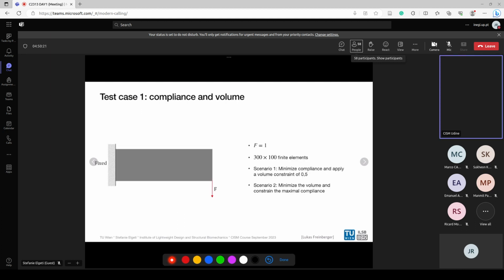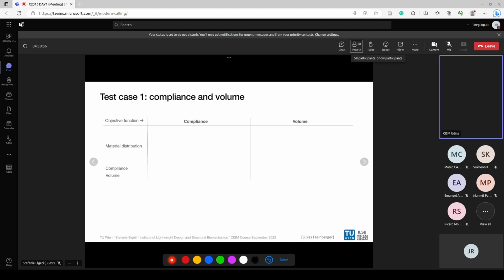Okay, as an example, we have this beam, it's fixed on the left. We have a point load on the right bottom corner with the unitless value of 1. We have 300 by 100 finite elements. And now we investigate two scenarios. First, we minimize the compliance and we apply a volume constraint of 0.5. And then in the second scenario, we minimize the volume and we put a constraint on the maximal compliance. And just to look at the different effects.